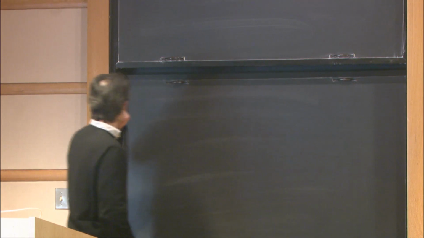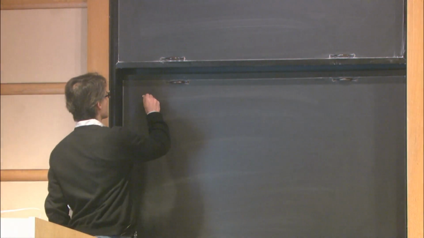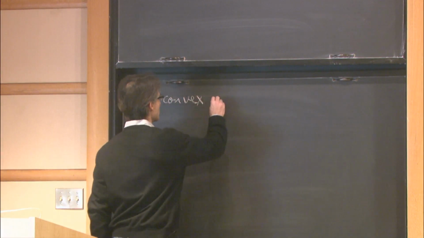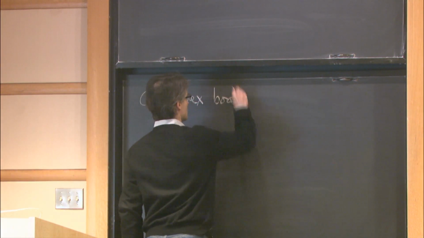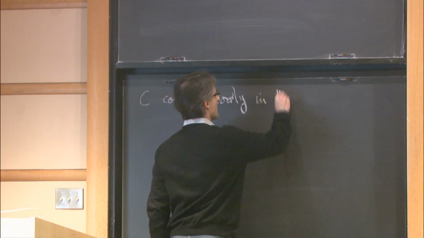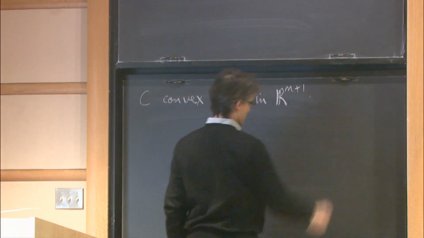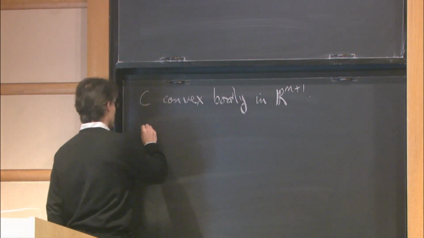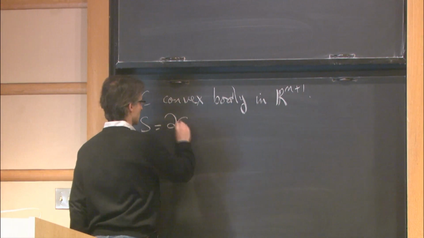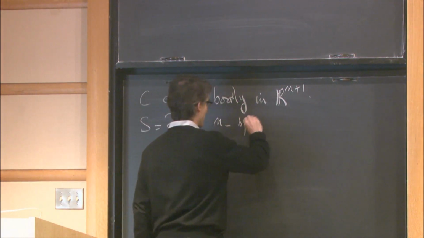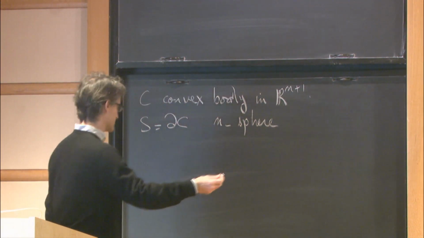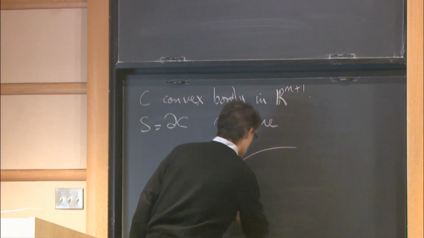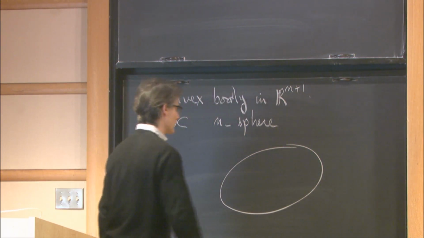Here's an example where you start with a convex body in R^(n+1). You just look at the boundary of this convex body. So it's a sphere, an n-sphere. And let me draw a picture. So I have this sphere in R^(n+1).